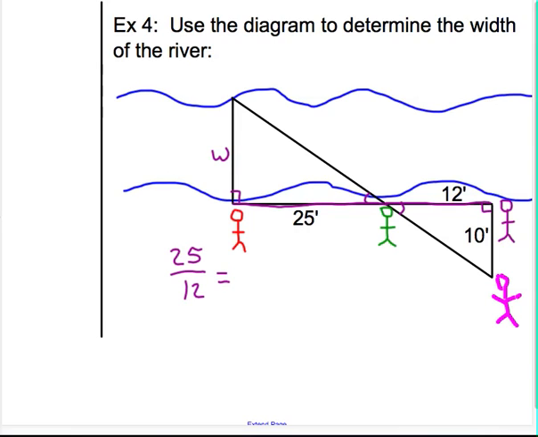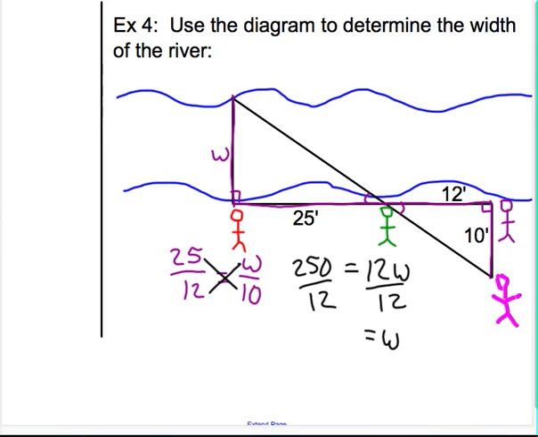And then I'm looking for the width of the river. So that will go in the numerator because that is in the first triangle. And that corresponds to the distance between the purple and the pink person, which is 10 feet. That will go in the denominator. So when I solve this, cross multiply, 25 times 10 equals 12 times w. Divide both sides by 12.